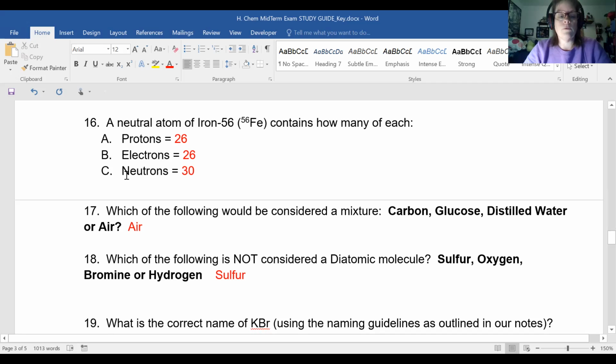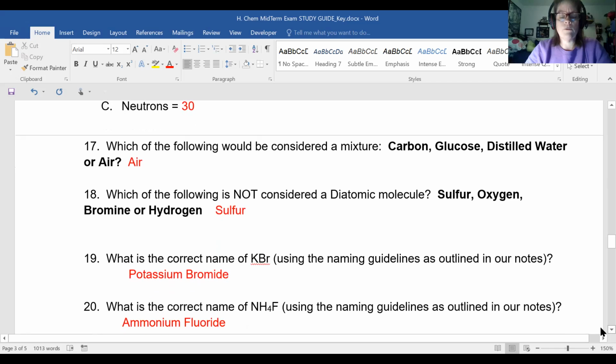And then how do we get neutrons? Well, remember your neutrons are thrown into this atomic mass. Remember your atomic mass, which is the larger number, is protons plus neutrons. So in order to figure out neutrons, you take the atomic mass number and subtract the atomic number from it. So 56 minus 26 gives you 30. So 30 neutrons.